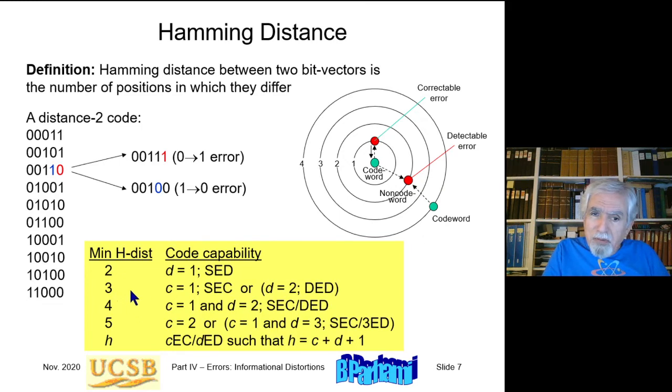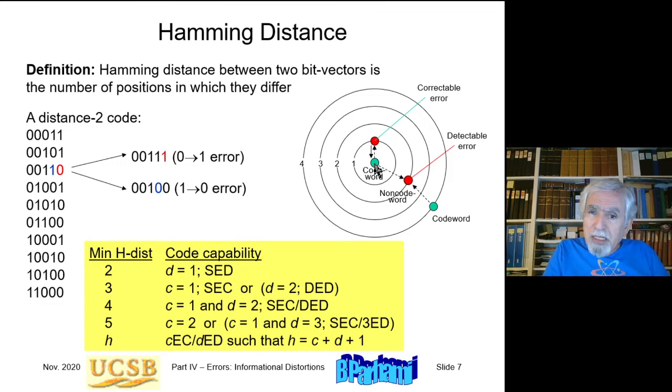So distance 3, you can correct 1 or detect 2. Either one or the other, you can't do both. If the distance is 4, you can do both. You can correct 1 error and detect 2 errors.